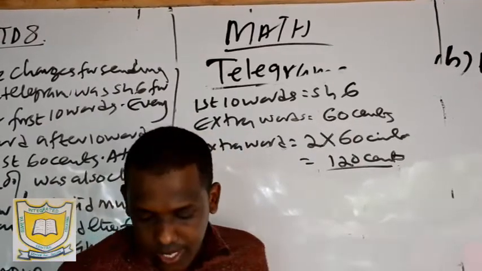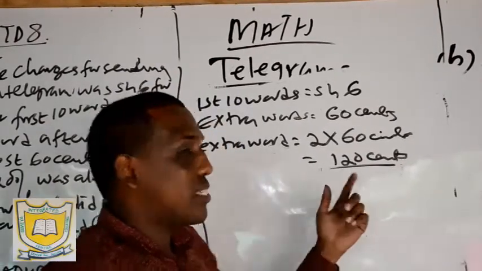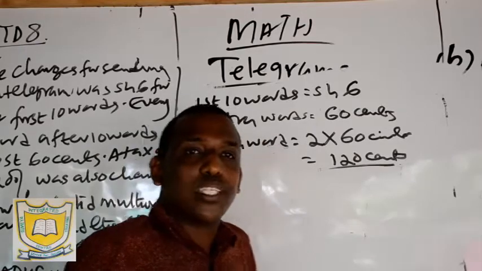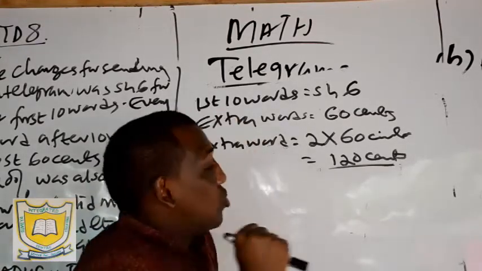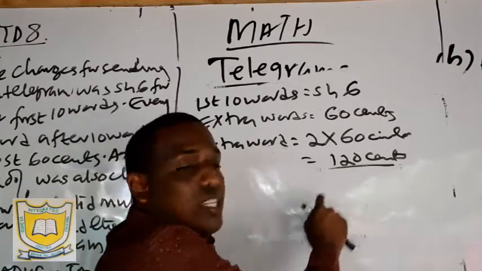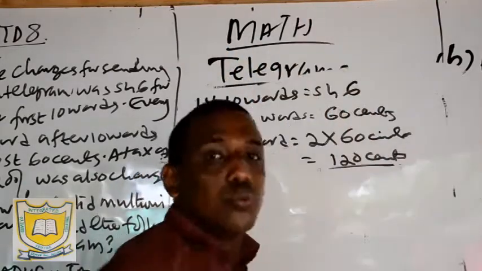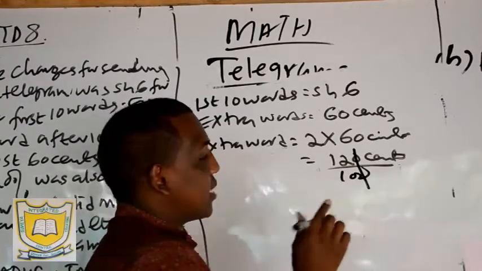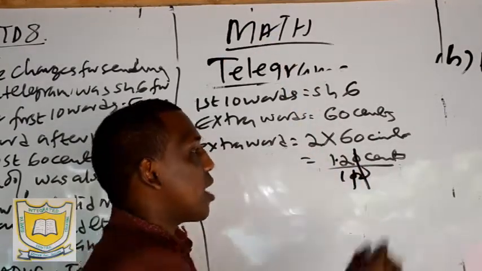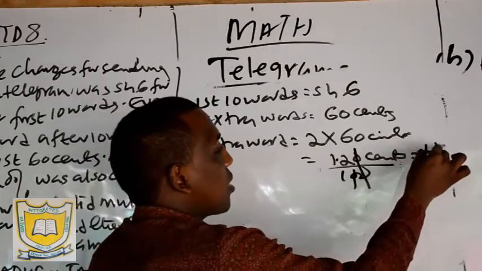After getting 120 cents, what do we do? I always say you change the cents into shillings. How do we change? 1 shilling has got 100 cents. So whenever you are given cents, divide by 100 to change to shillings. Cancel. You don't simplify by 2, we need the cents. You introduce a point there. So you will get 1 shilling and 2 cents.